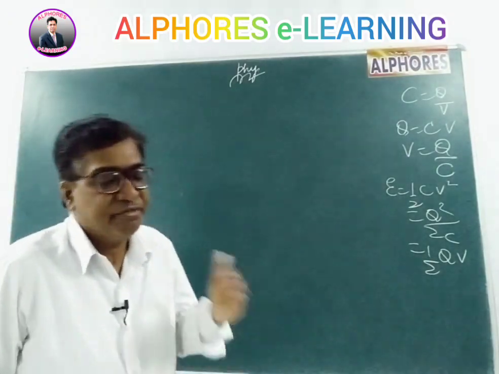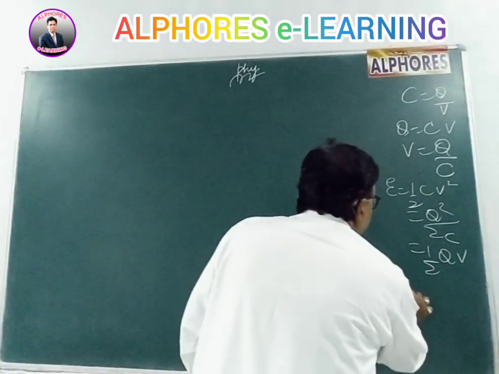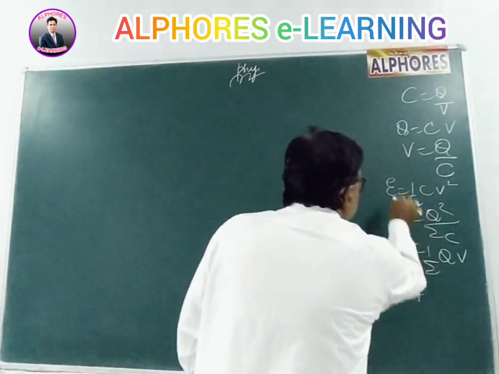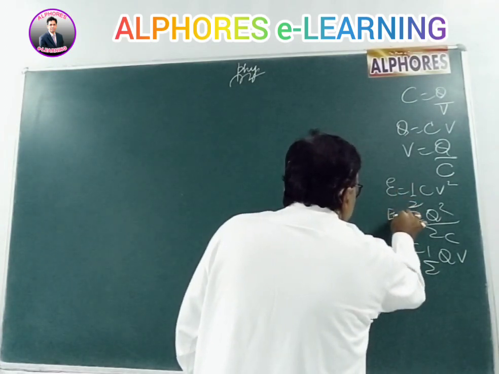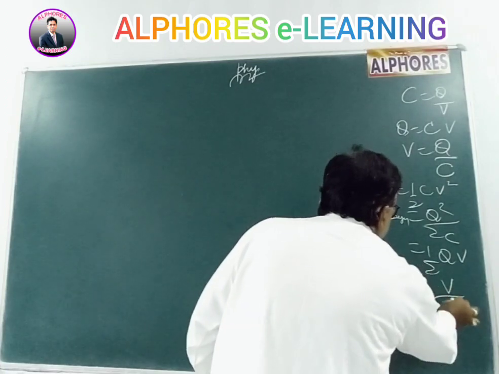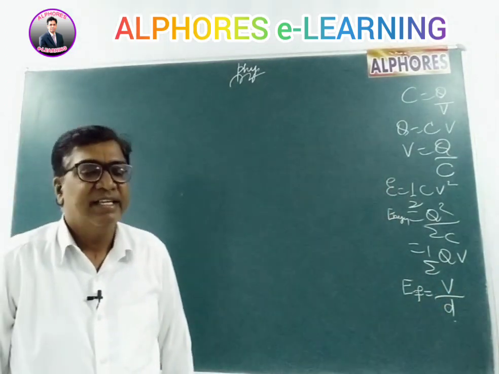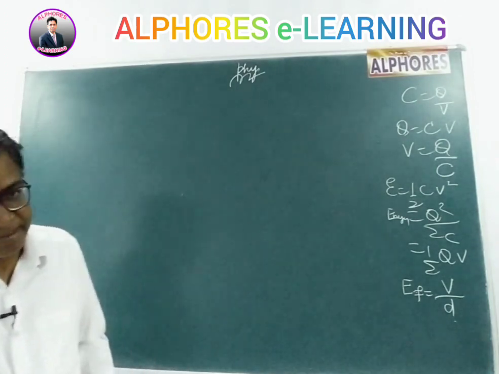Next, the electric field that is produced between the plates of a capacitor. This is energy, and this is the electric field, E equals V by d, where V is the potential difference between the plates of the capacitor and d is the distance between the plates, if it is a parallel plate capacitor.